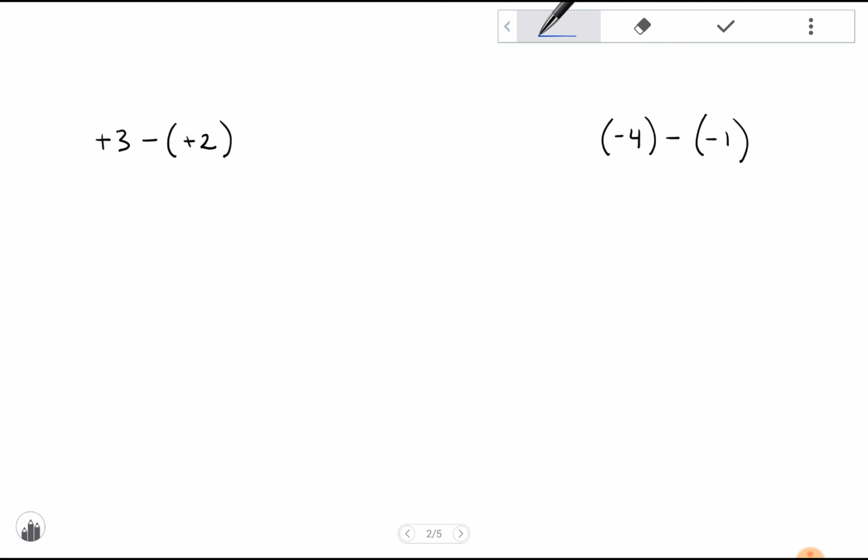Okay, so let's draw this out. Let's do a few more examples. So +3 is going to be 3 coins. 1, 2, 3, and then we're going to subtract 2 of those coins. So we simply take 2 of them and we remove. What are we left with? 1 positive coin. So the answer is 1.